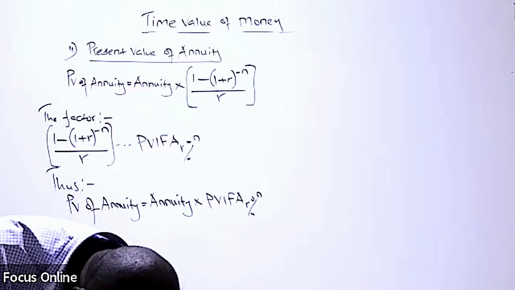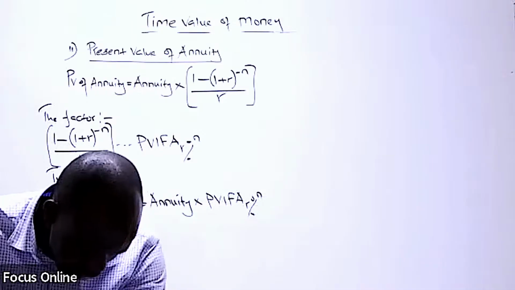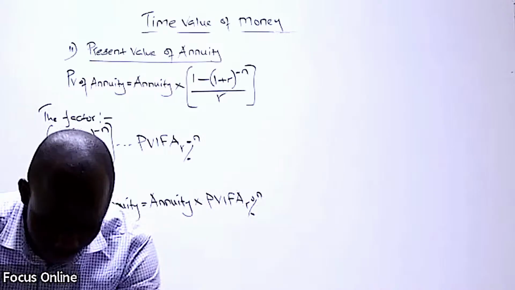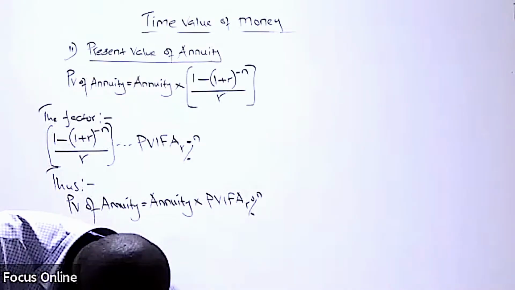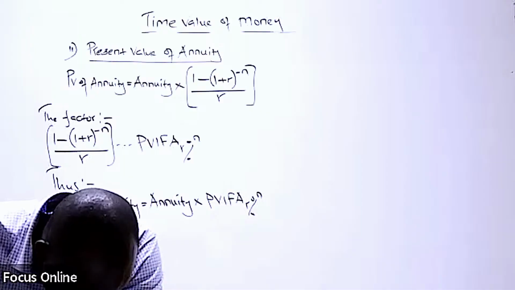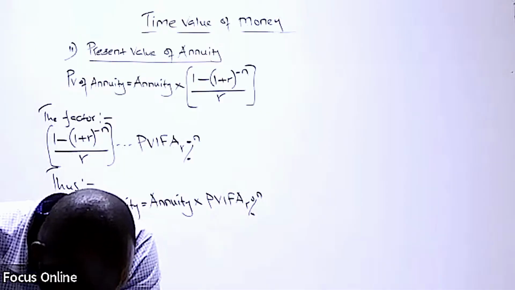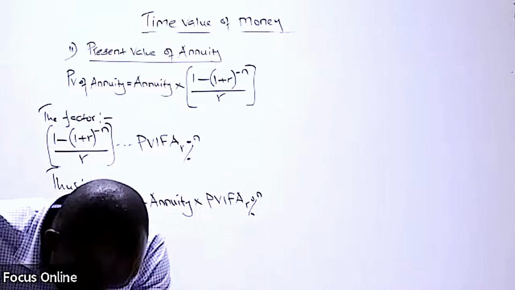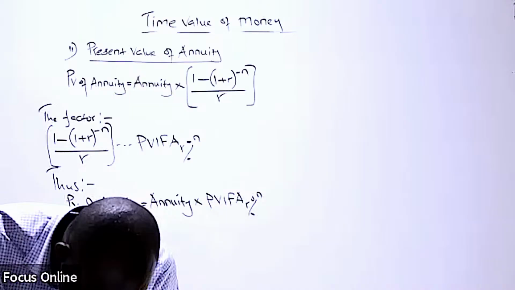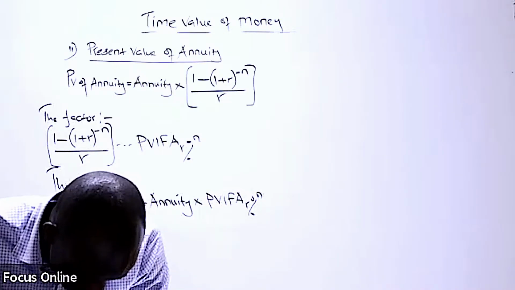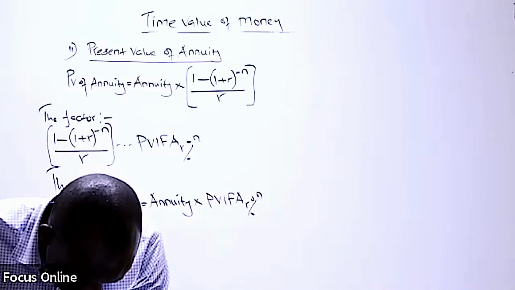An illustration on the present value of an annuity. Assume that a project will give you 1,000 shillings at the end of each year for 4 years. What is the maximum amount you would be willing to pay for that project if the required rate of return is 10%?